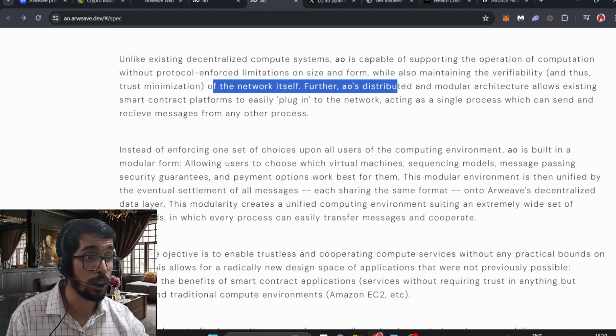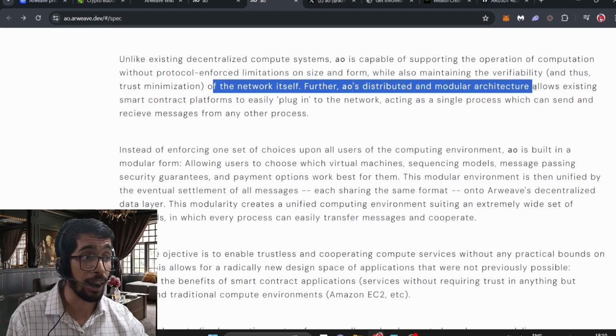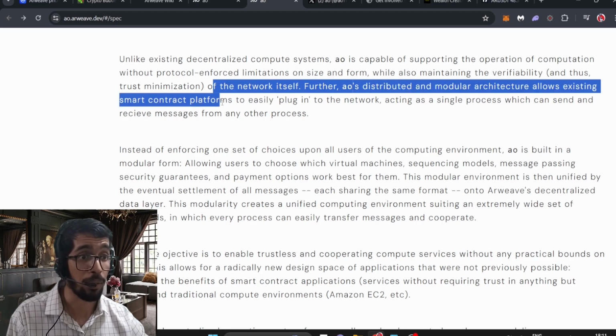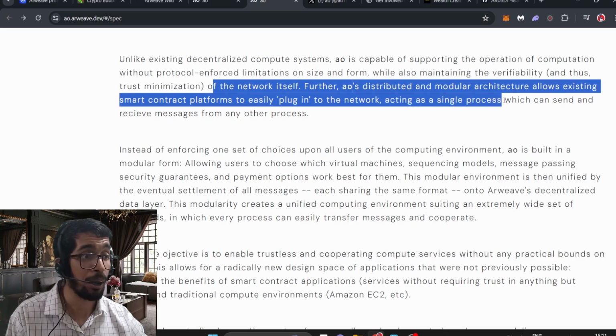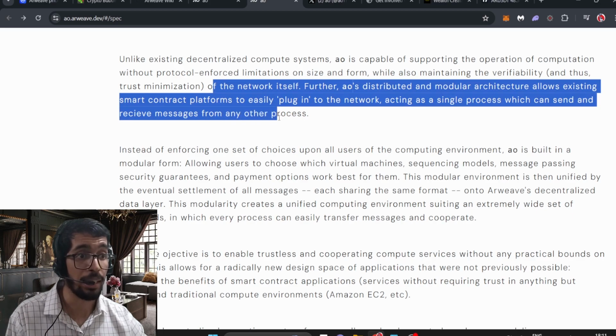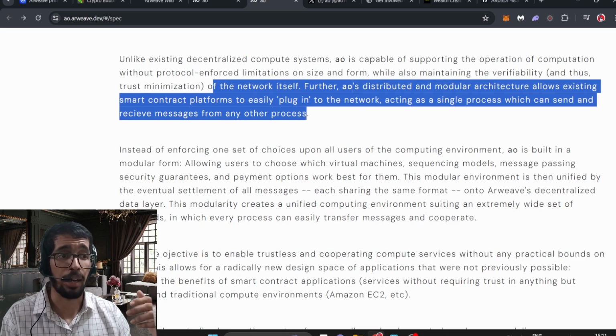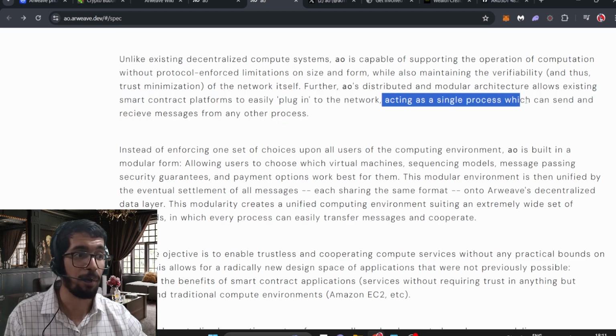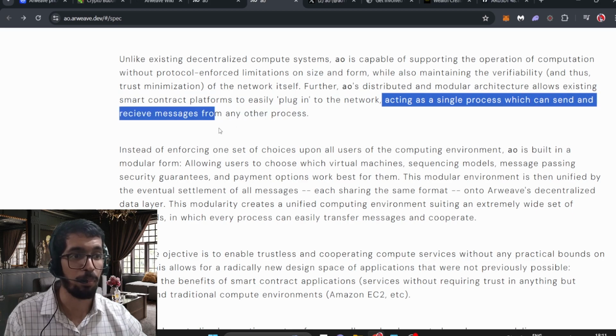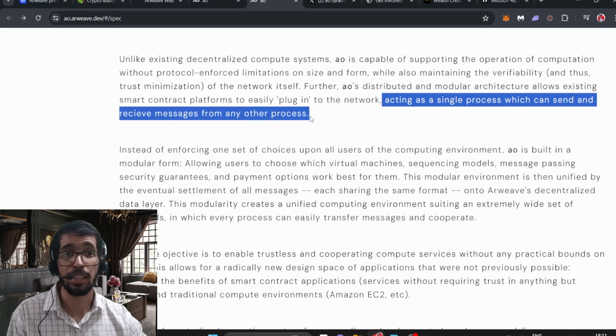Further, AO's distributed and modular architecture allows existing smart contract platforms to easily plug into the network, acting as a single process which can send and receive messages from any other process. So AO being a modular architecture, if any other smart contract wants to connect to it, they can easily plug in. This is the main point: acting as a single process which can send and receive messages from any other process.